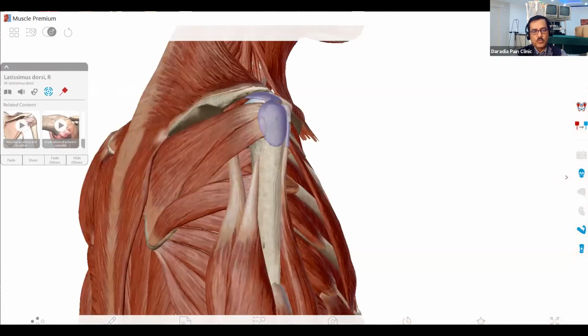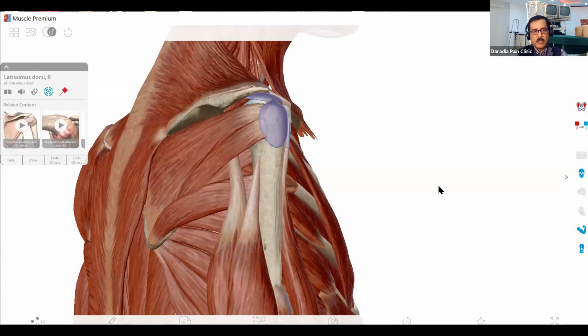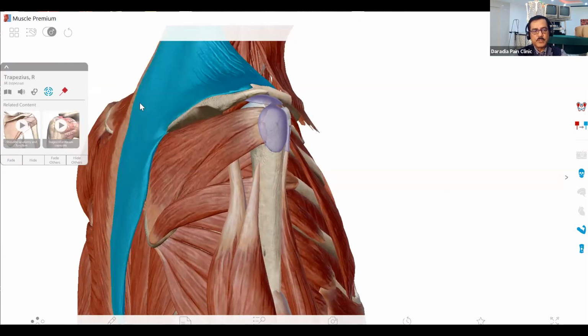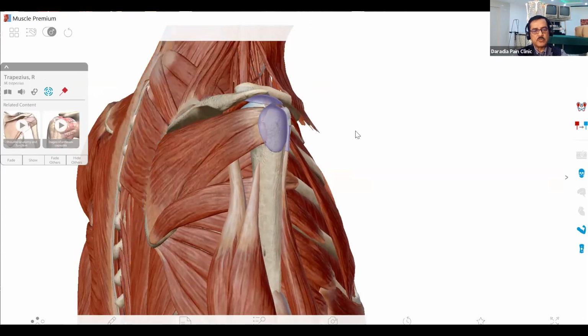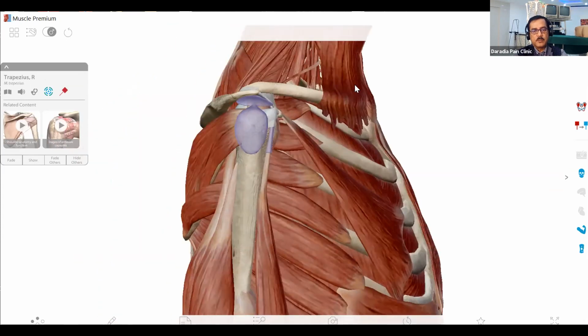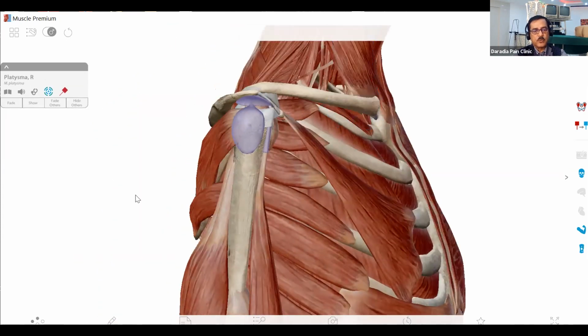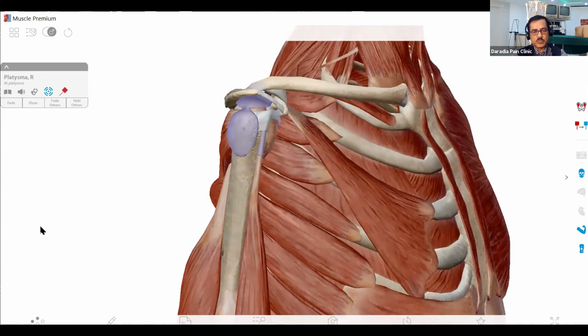So now we are trying to see from the superior. Let me remove the trapezius also, platysma also. Now the shoulder joint is nicely exposed.